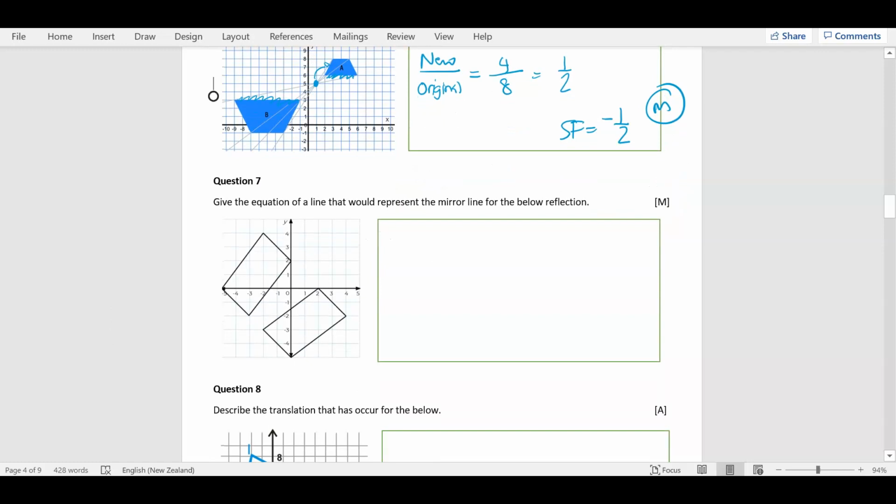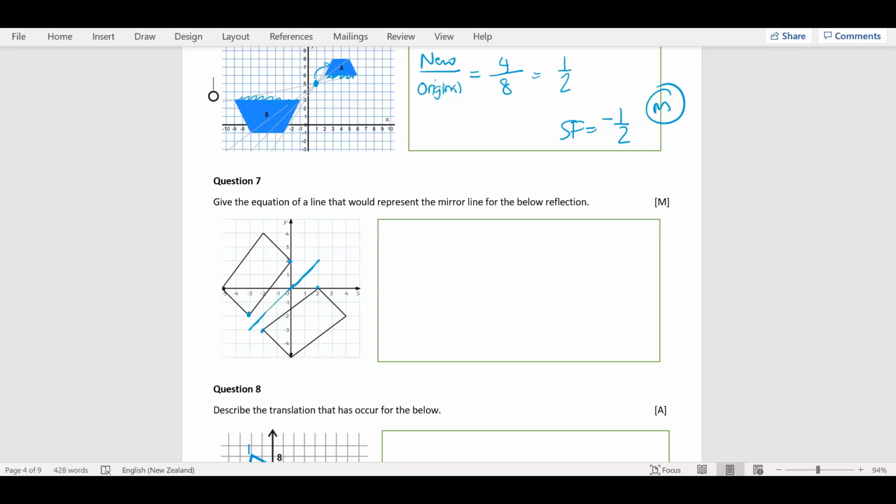Question 7: give the equation that would represent the mirror line for the below reflection. So mirror line, you've got to think in the middle. How I would start this is I would look at the points. There are corresponding points, and in the middle of those would be the mirror line. I'll do the same up here. There are some corresponding points, and it looks like in the middle of that would be the reflection line.